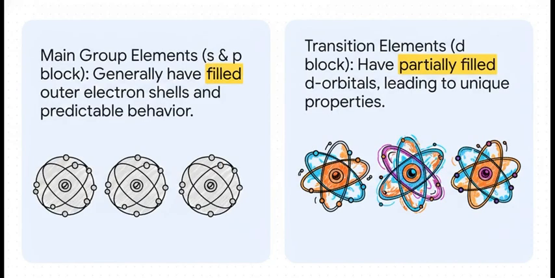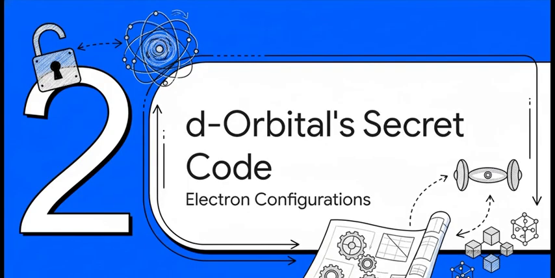Here's a good way to think about it. The main group elements, the s and p blocks, they're kind of the rule followers of the periodic table. Their behavior is pretty predictable. But the transition metals? Oh, they're the unpredictable, versatile artists, and it's all because of that special, partially filled d orbital. So how does this whole partially filled thing actually work?